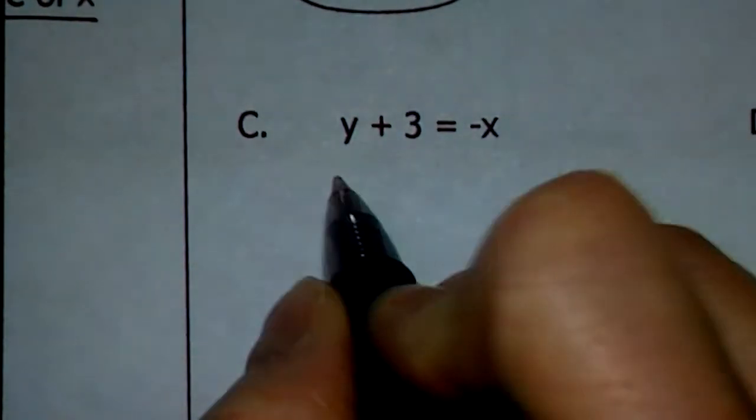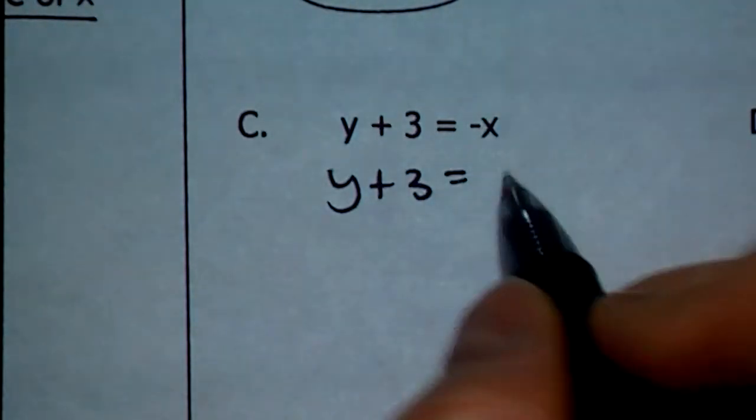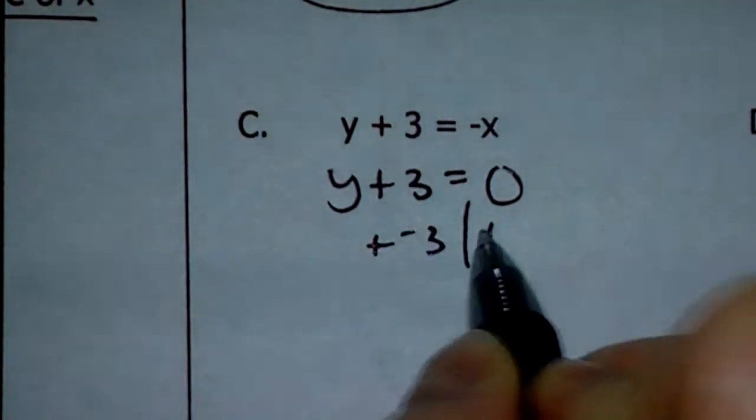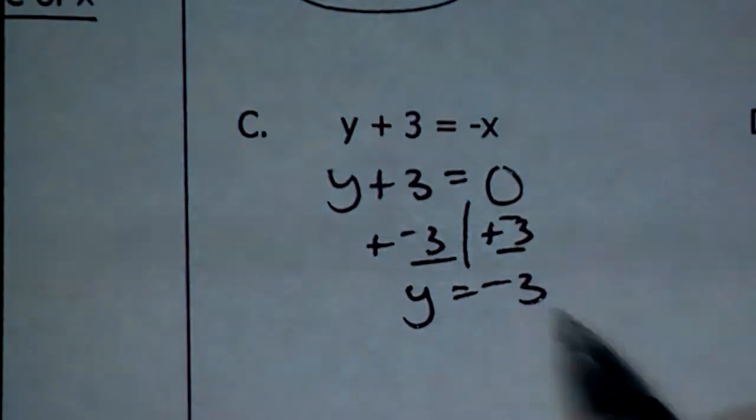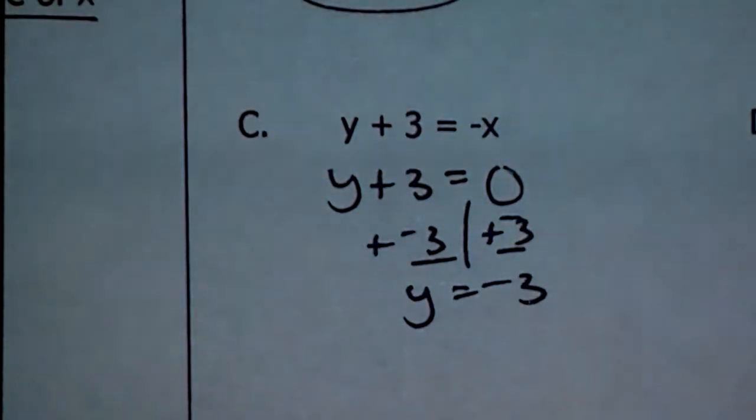So if you plugged in 0 for x, you'd have the opposite of 0, which is just 0. 0 doesn't have an opposite. And to solve that, you would add a negative 3, and we'd get y equals negative 3. Yes, you could have just added a -3 and done it that way as well, but I wanted you to see the connection that I could plug in 0 for x to get the y-intercept too.